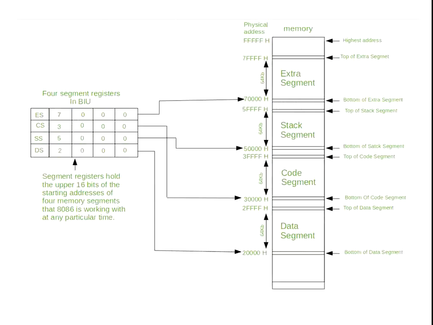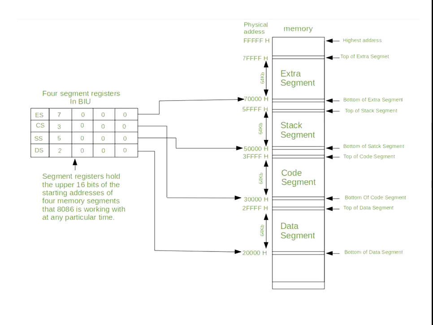So before discussing these registers, we can discuss the segmentation of the memory, that is memory segmentation. We already discussed that the size of the address bus of 8086 is 20 bits, and it is able to address 1 megabyte of physical memory. But this memory is not active at one time.